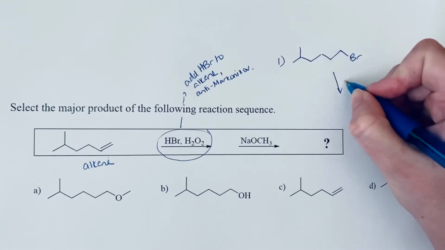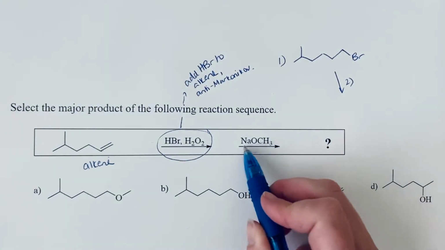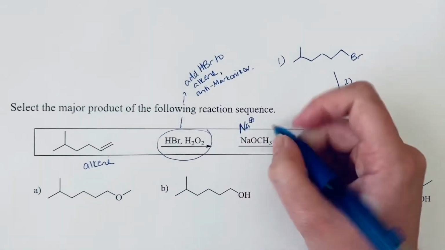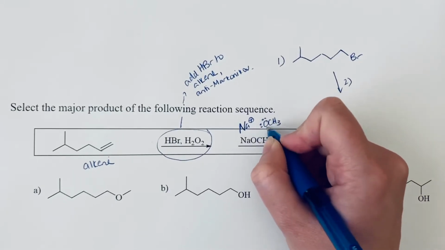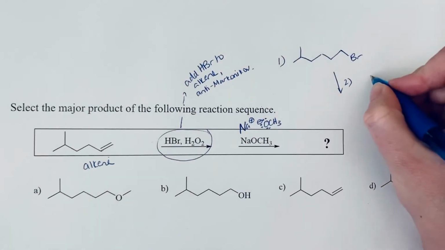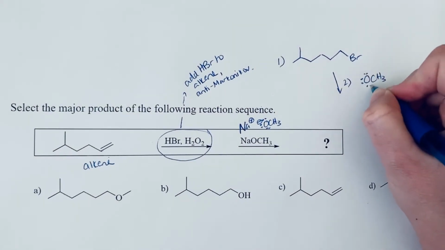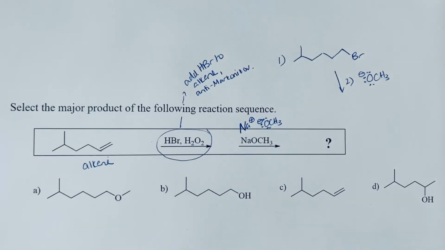In the second step, we are adding in sodium methoxide. So the sodium is a counter ion. It's really the methoxide, that base, that's going to be doing this reaction. And so methoxide is a strong base, and depending on the structure of the alkyl halide, it might do a substitution reaction or an elimination reaction.